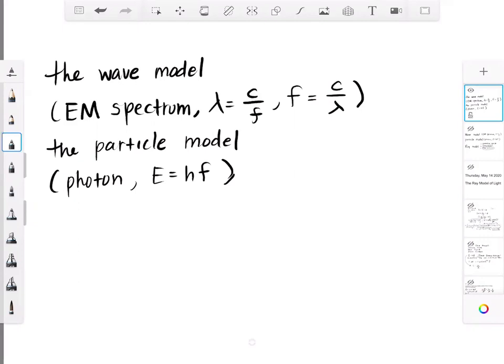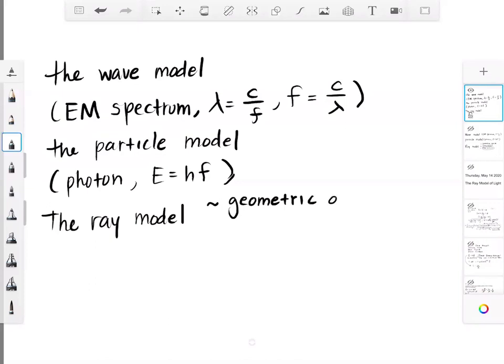So what I want to show you today is a simpler model of light, which is the Ray model. The thing that we're going to be talking about is based upon the Ray model, which is geometric optics. So geometric optics is obviously going to be dealing a lot with geometry. It's very simple geometry locally.